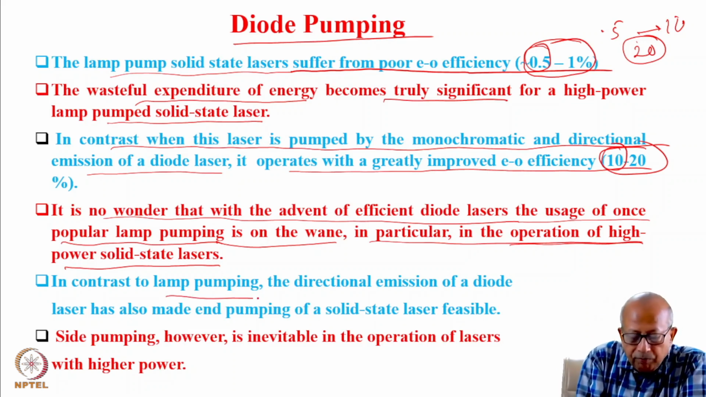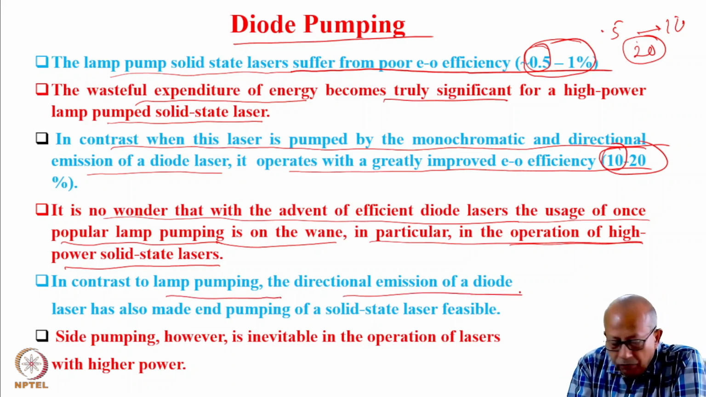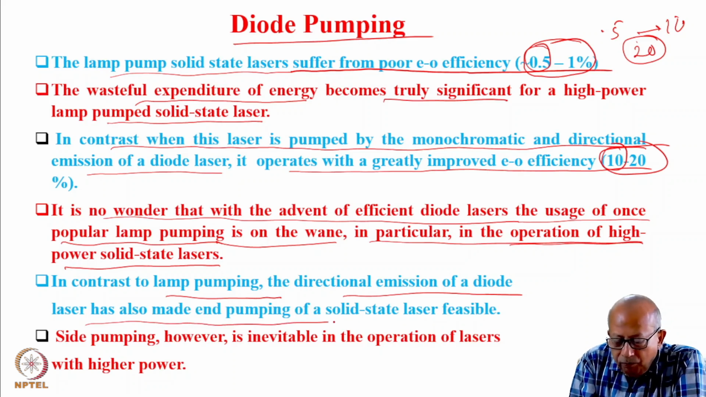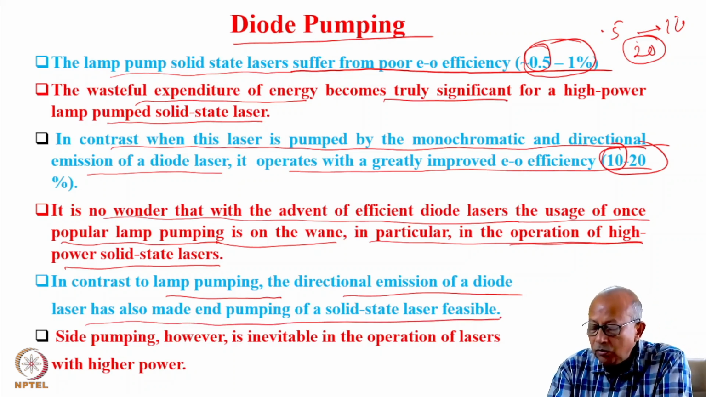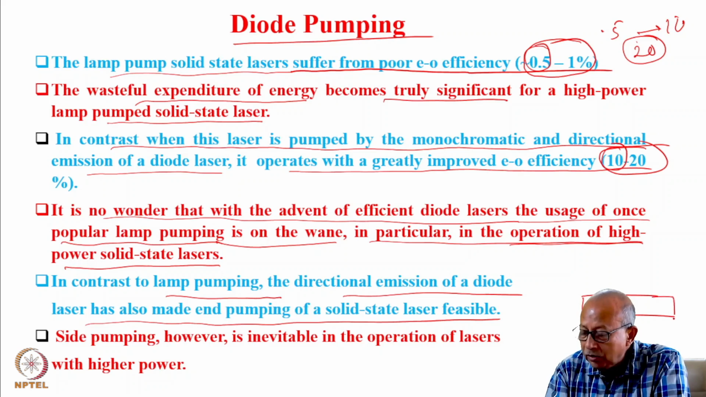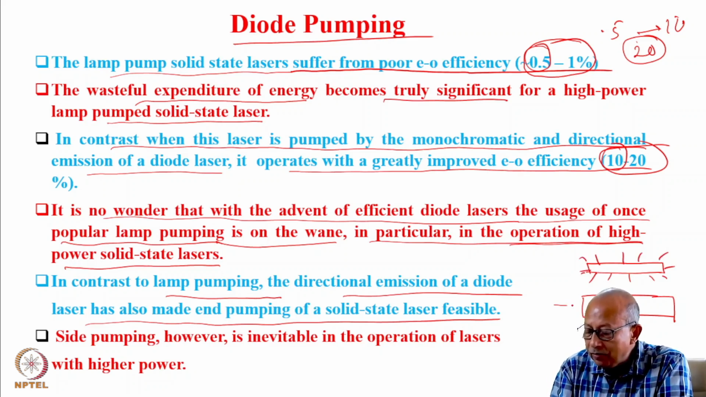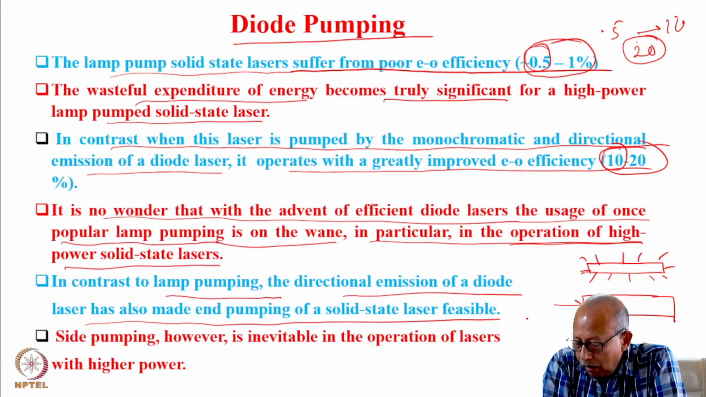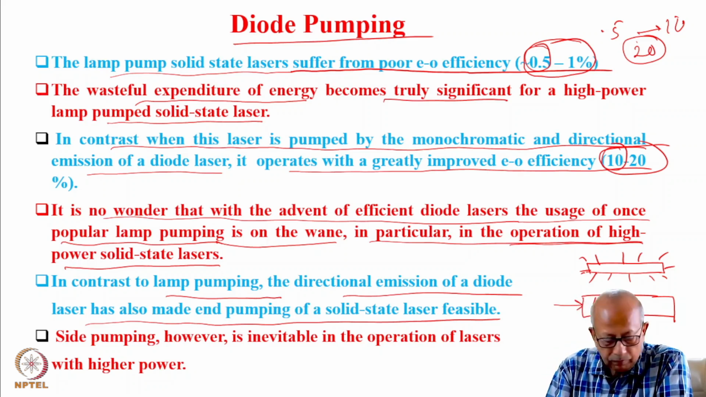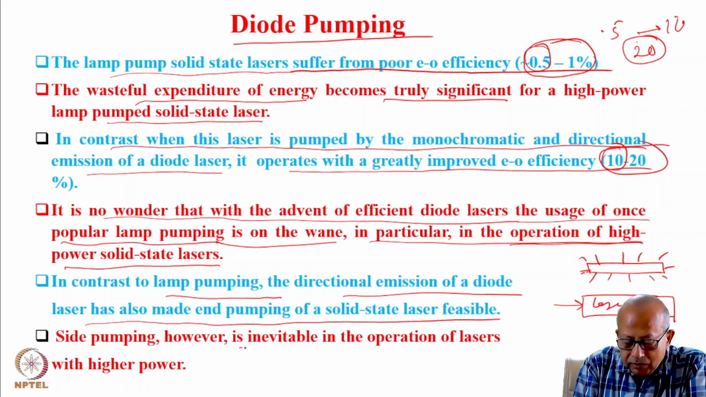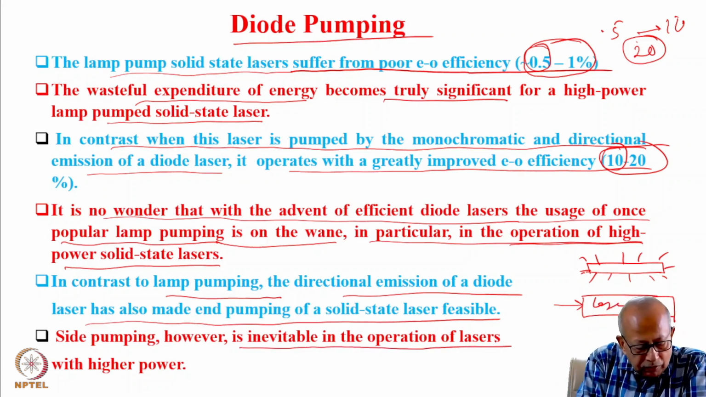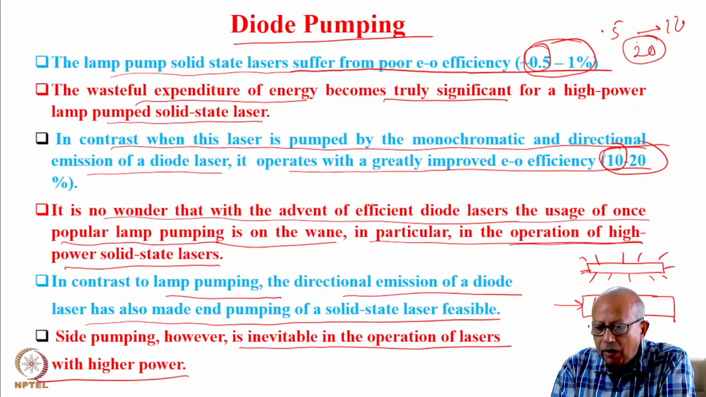And in contrast to lamp pumping, the directional emission of a diode laser has also made end pumping of a solid laser feasible. As you know, a solid state laser can never be end pumped by a flash lamp because it emits light all around it. So no way you can direct this light through one end of this laser rod. However, side pumping is inevitable in the operation of lasers with higher power, even when pumped by a diode laser. We will come to it in a while.